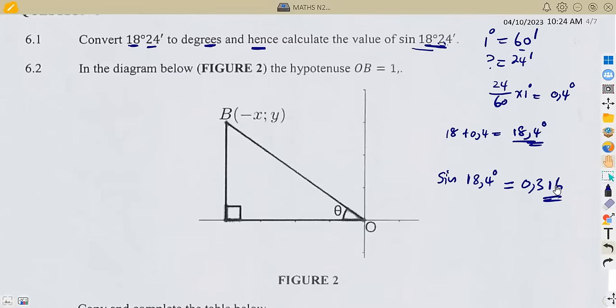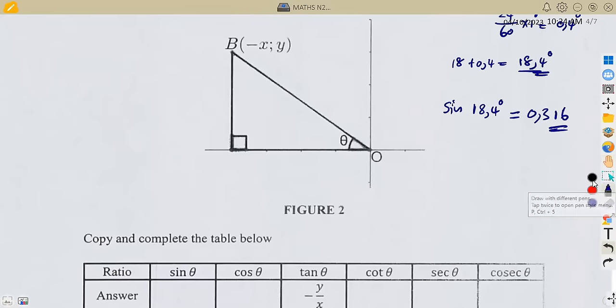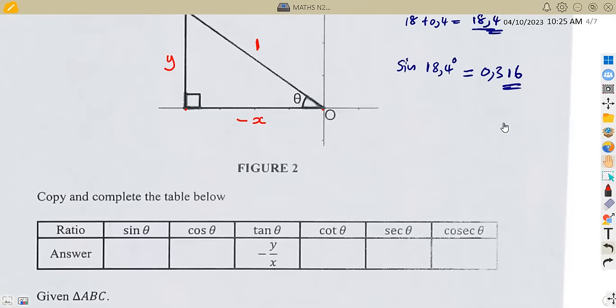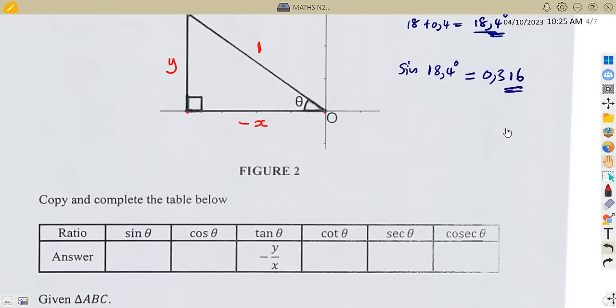In the diagram below, fig 2, the hypotenuse OB is equal to 1. So we are given that the hypotenuse of this diagram from O to B is equivalent to 1. And we are given the point B (-x, y), meaning from O to this point, that's minus x. This is the x-axis, we are in the negative region. Y is above, it's positive like this. All right, so the question is now to copy and complete the table below.